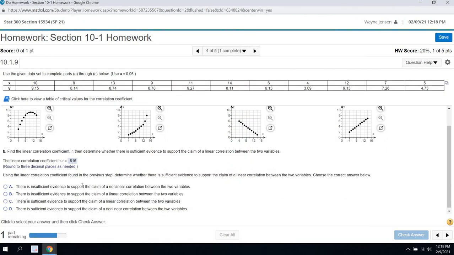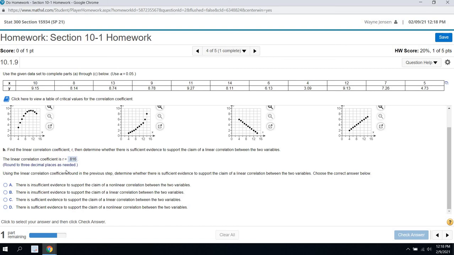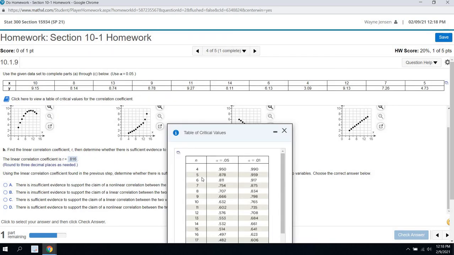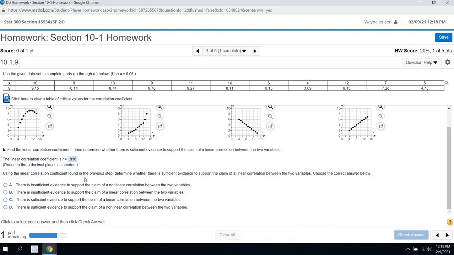Now, determine whether there's significant evidence to support the claim that there's linear correlation. Well, don't overlook this. We had 11 pairs of data. Our critical value is 0.602. We're definitely above that. And we're definitely above even this other one, 0.735. So there is significant correlation. So it's one of these last two. There is sufficient evidence to support the claim that there is linear correlation between the two.